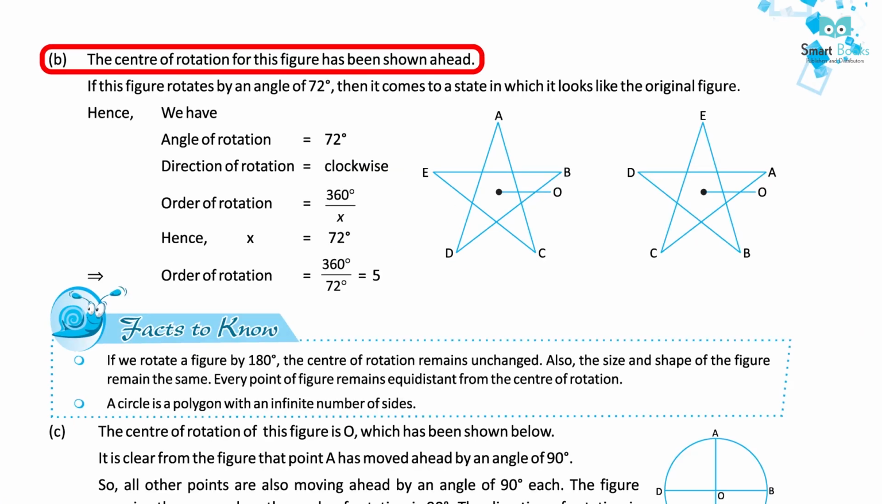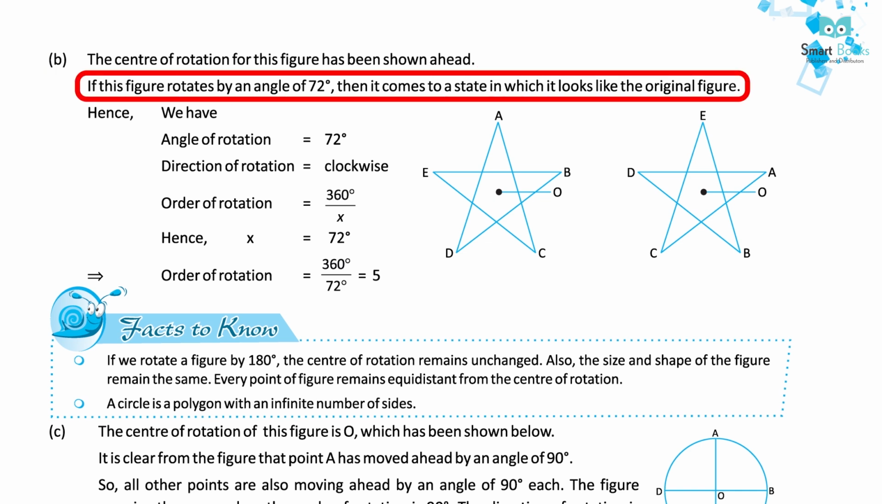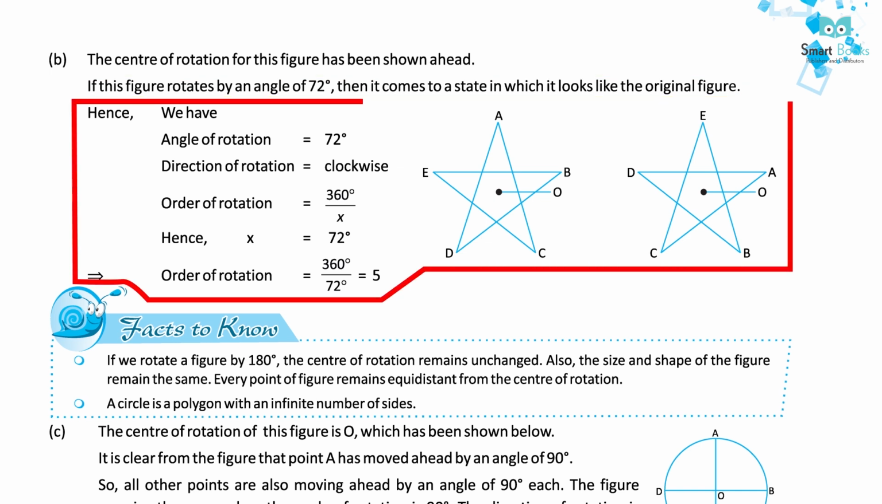B. The center of rotation for this figure has been shown ahead. If this figure rotates by an angle of 72 degrees, then it comes to a state in which it looks like the original figure. Hence, we have angle of rotation equals 72 degrees. Direction of rotation equals clockwise. Order of rotation equals 360 degrees upon x. Hence, x equals 72 degrees. Order of rotation equals 360 degrees upon 72 degrees equals 5.